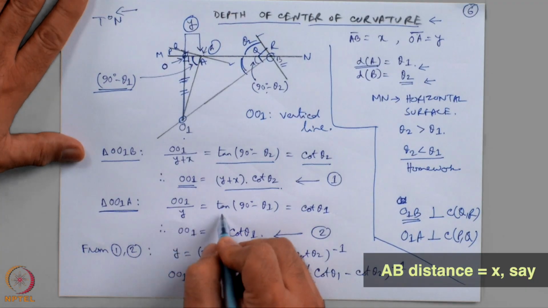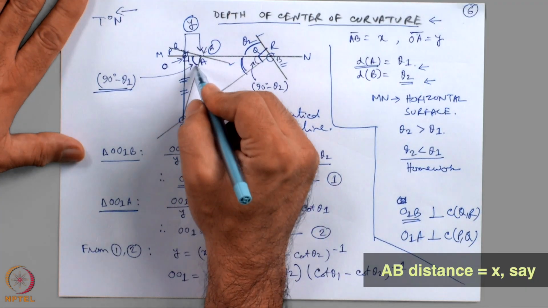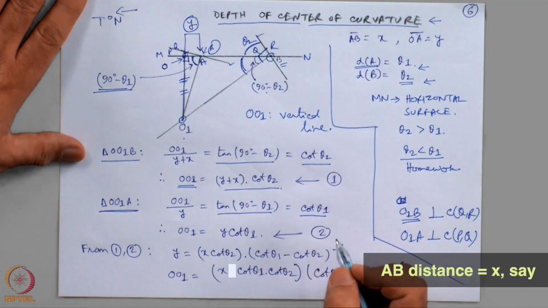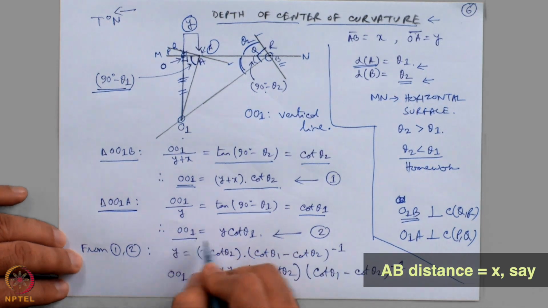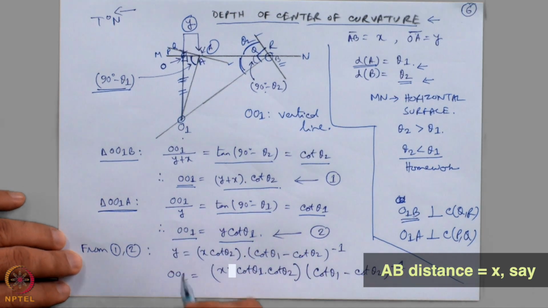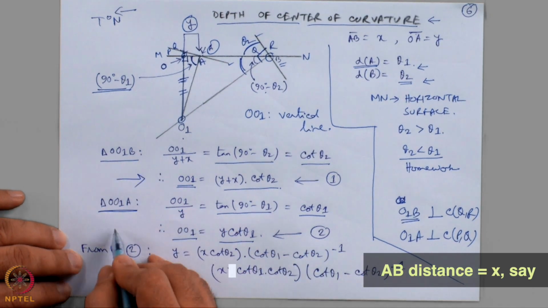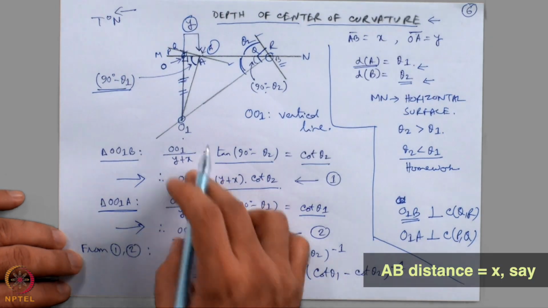So, OO1 divided by y is equal to tan of 90 degree minus theta 1, tan of this angle, which is cot theta 1. So, from here I can write OO1 equal to y cot theta 1. Now, I have got OO1 equal to something, OO1 equal to something, I can equate these two.